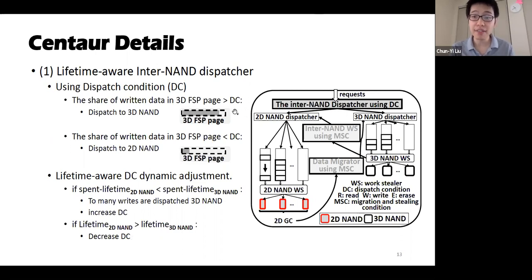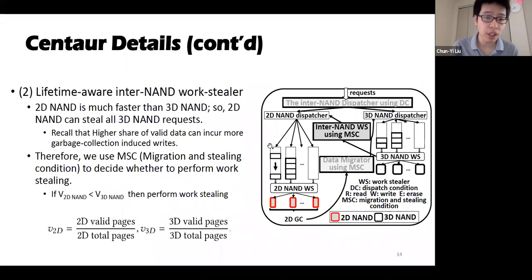The right-hand side figure shows that the dispatcher will dispatch a write request to the 2D NAND or 3D NAND based on the DC. Later, we will introduce the remaining two components. The work stealer is basically to steal requests from 3D NAND to 2D NAND. Traditionally, the work stealer is used to improve performance. However, here we mainly focus on lifetime because, as shown before, lifetime is the more serious problem here.